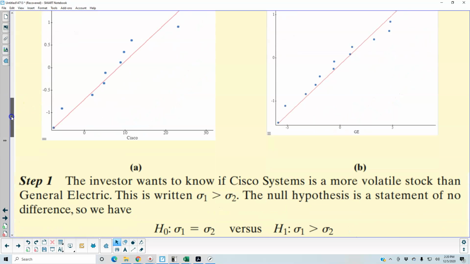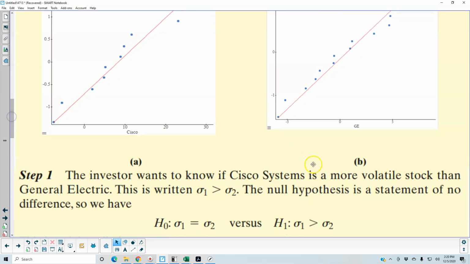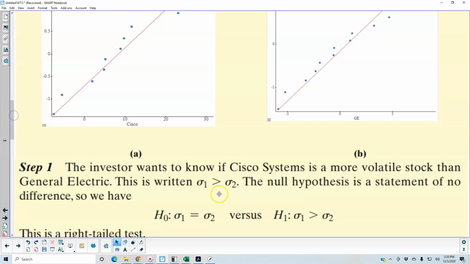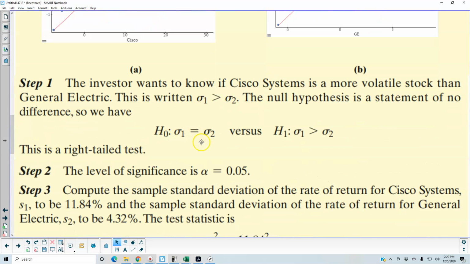Now, in step 1, the investor wants to know if Cisco Systems is a more volatile stock than General Electric. This is written as sigma subscript 1 is greater than sigma subscript 2. The null hypothesis is a statement of no difference, so the null has the equality, and the alternative has the claim, which says that population standard deviation 1, Cisco Systems, is greater than population standard deviation 2, General Electric. Therefore, this is a right-tailed test.